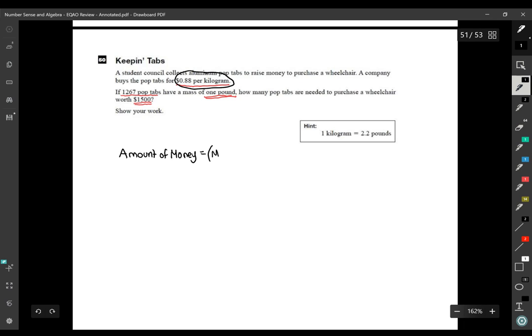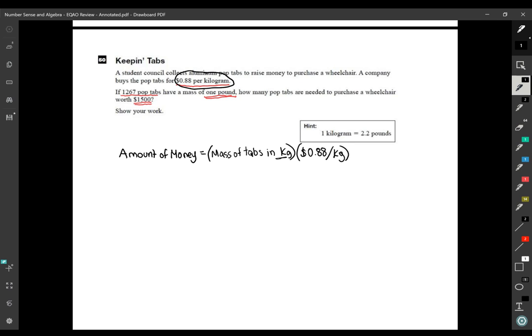The mass of tabs in kilograms times the cost per kilogram, which is 0.88 per kilogram. Okay, so the amount of money this council is able to raise is going to be equal to the mass of tabs in kilograms times $0.88 per kilogram. Okay, so let's think about this.